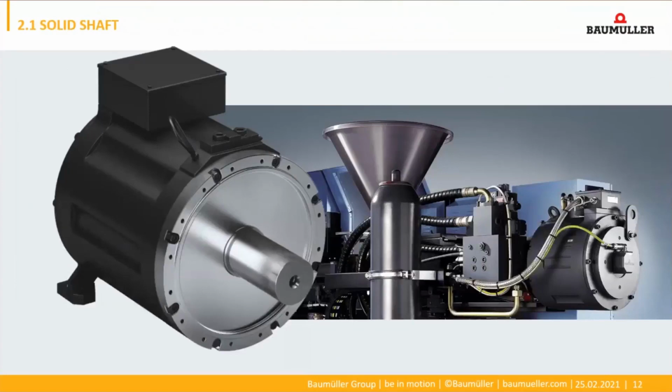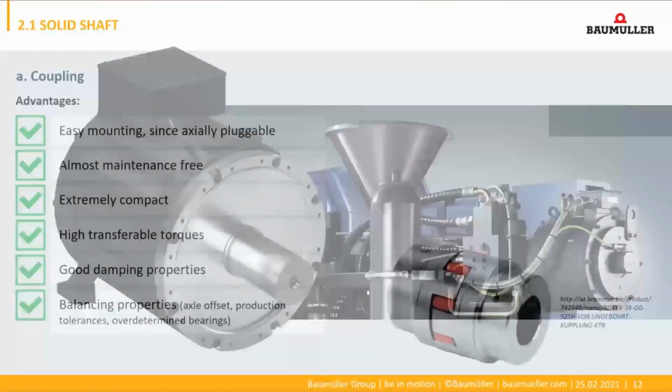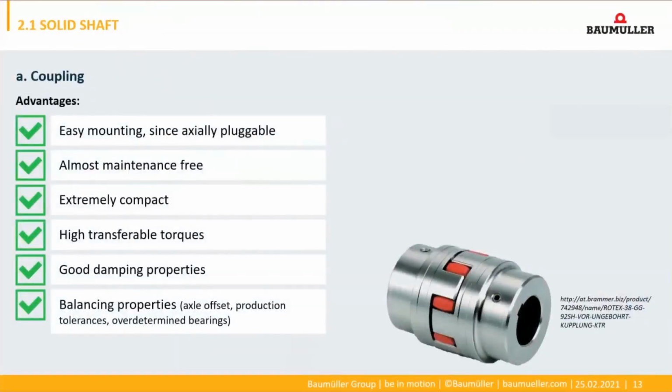We start with the solid shaft version of the motor. Here you can see a nice application example in which the motor is installed on an injection molding machine by a coupling. This example is of course only intended as an illustration and can be multiplied to any other industry. A coupling has different advantages. It's easy to mount, almost maintenance-free, extremely compact, high transferable torques are possible, good damping properties, and also good balancing properties.